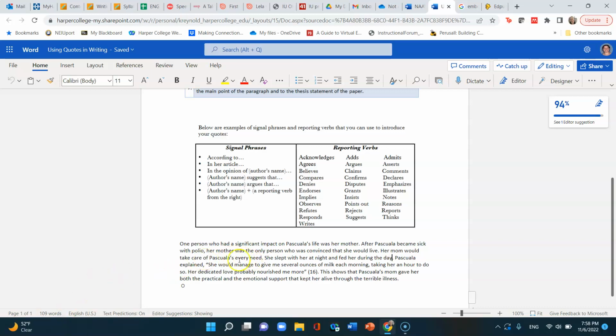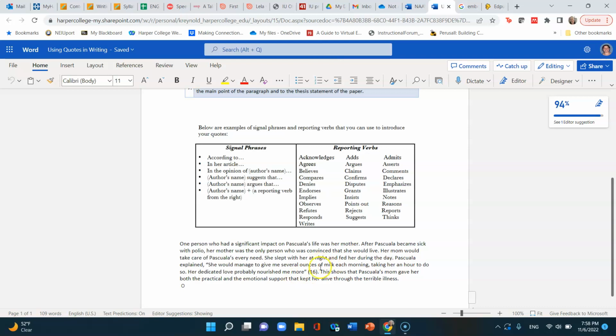So now I have the quote. "She would manage to give me several ounces of milk each morning, taking her an hour to do so. Her dedicated love probably nourished me more." And then I put parentheses and page 16. So that way I give credit for my quote and I explain the origin or where my quote is from.